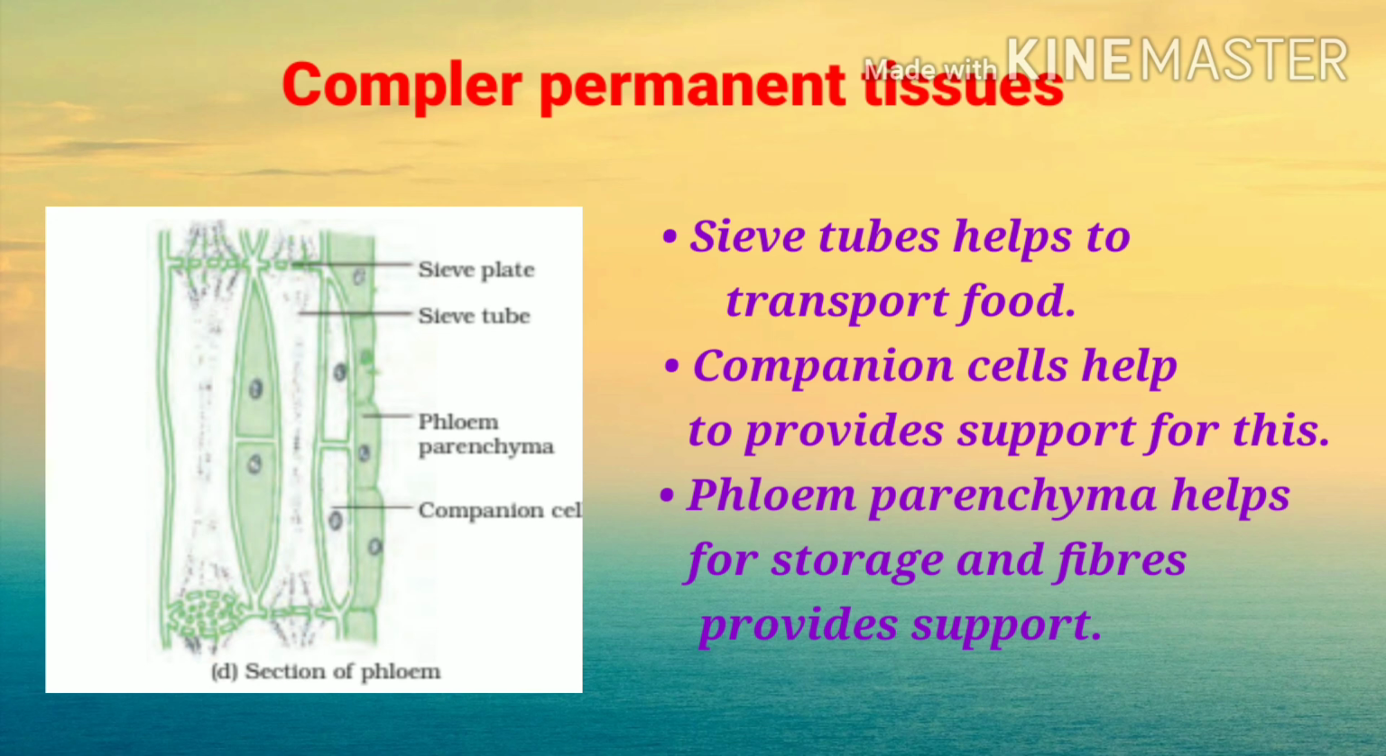We know that leaves prepare food in plants, right? That food can be transported to all the parts of the plants by the sieve tubes of phloem. Okay. Then next part is what? Second part is companion cells. Companion cells help to provide support to sieve tubes for the transportation. Here phloem parenchyma also helps in the process of storage, and the phloem fibers provide support.